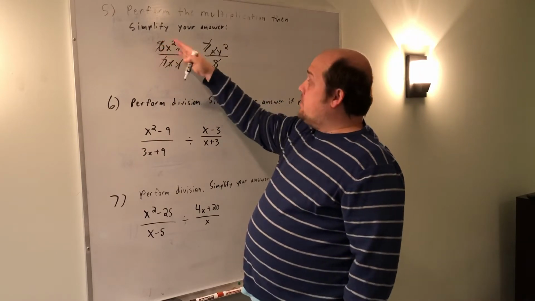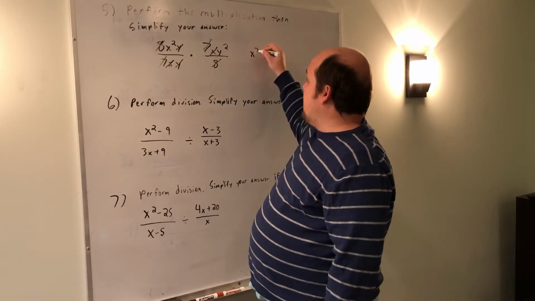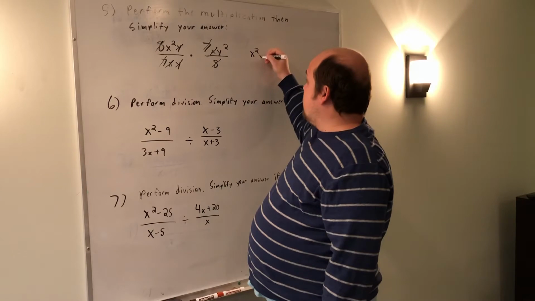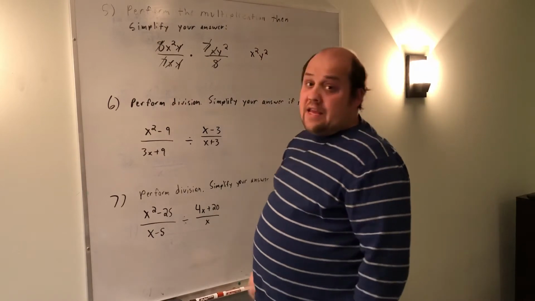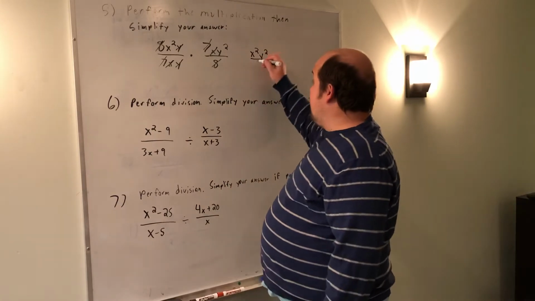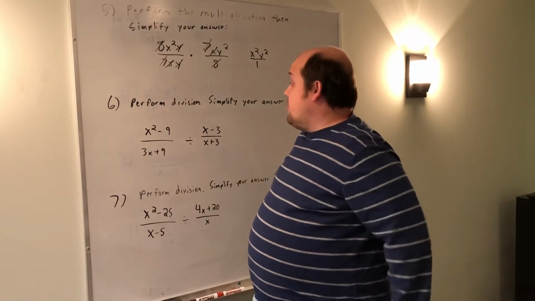So here I've canceled the 8, the y, the 7, the x, and the y, and I'm left with x squared on top. Here I've canceled the 7, the x, and the 8, and I'm left with y squared on top. So my final answer is x squared times y squared. It's the same thing if I say over 1 or if I don't. So I can just leave it as x squared times y squared.